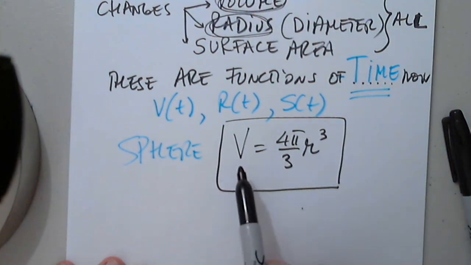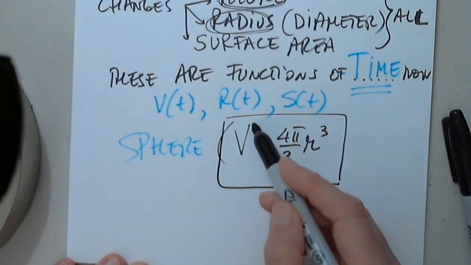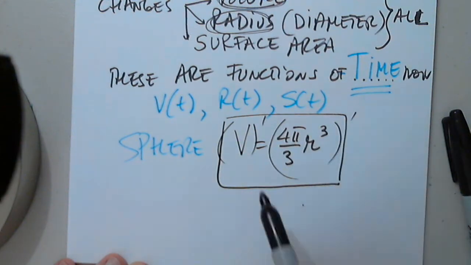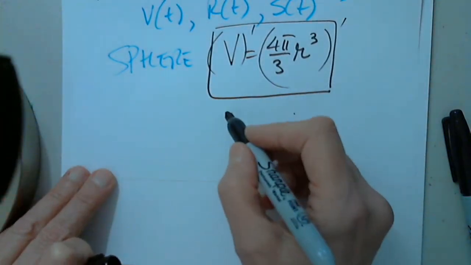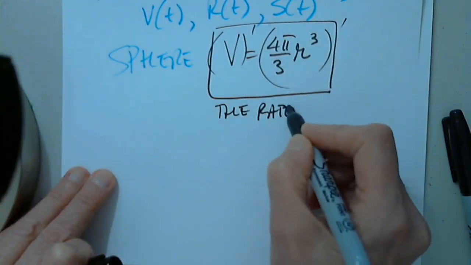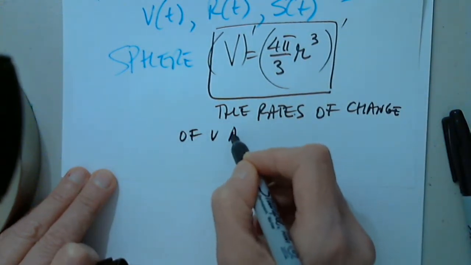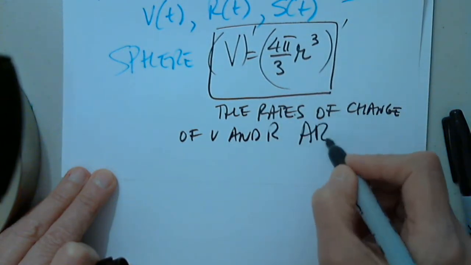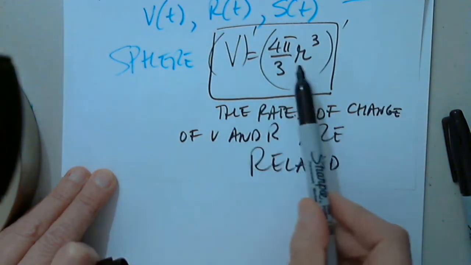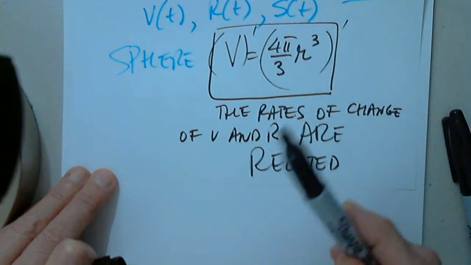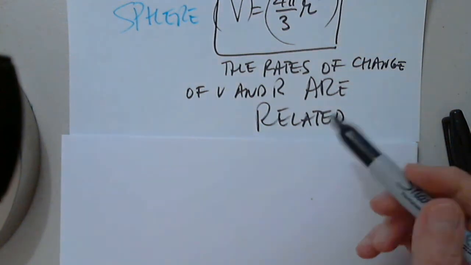Okay, now this is a function of time, and this is a function of time. And if I want to find the rate of change of these two and the relationship, so the rates of change of V and R are related. When this goes up, with certain, of course, certain other correspondence, but they are related. They happen at the same time.